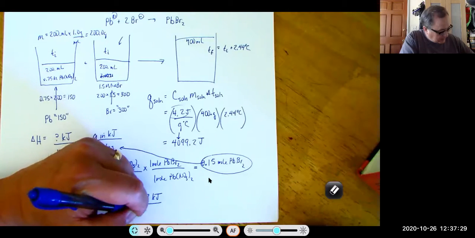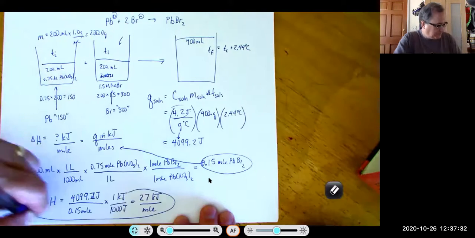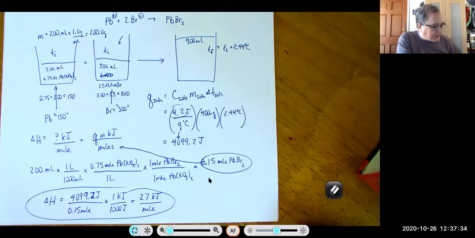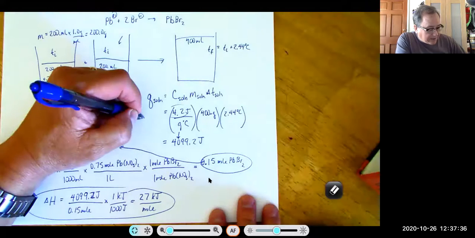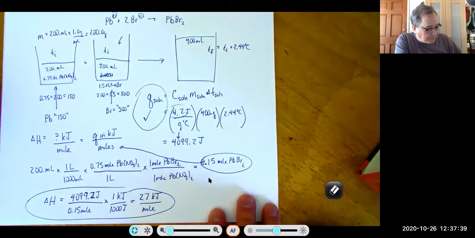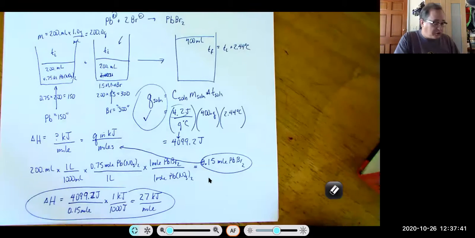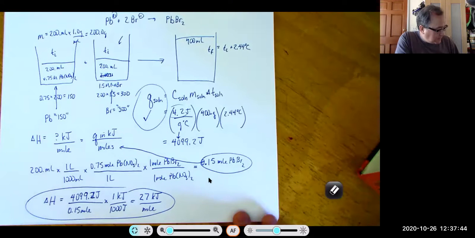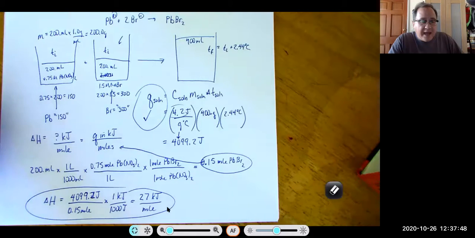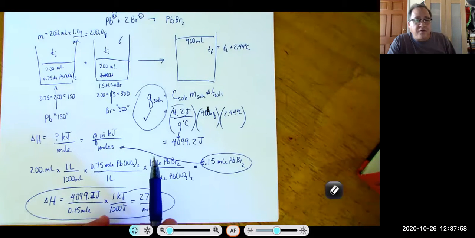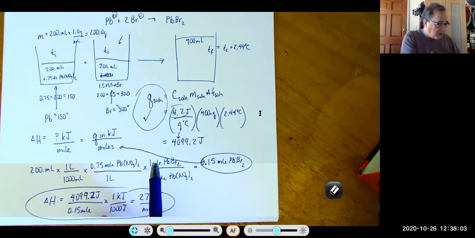And there's your answer. So we had to break this up into two parts. One, calculating the amount of energy that the solution absorbed. And here, calculate the moles of lead(II) bromide. And I would say that this answer is still incomplete, and I'll tell you why in just a moment. This says calculate the enthalpy change for the precipitation of lead(II) bromide in kilojoules per mole.